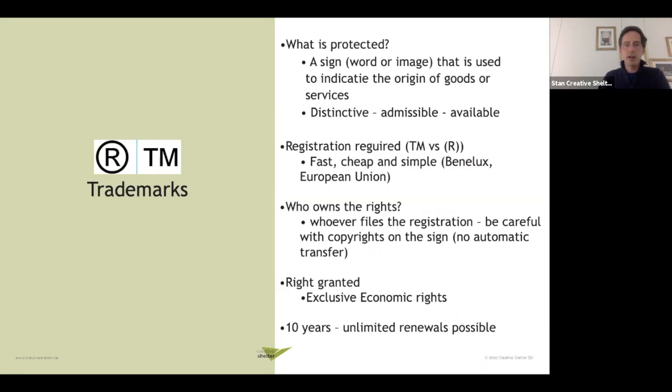What kind of rights are actually granted to a trademark owner? You have the exclusive right to use the name or the sign, so the word or the image, in economic practice, and so you can market this exclusively. And so in the Benelux, nobody else can use the name Creative Shelter or have the same or a similar logo. But is it absolute? No, it has to be for certain products or services that you register for.